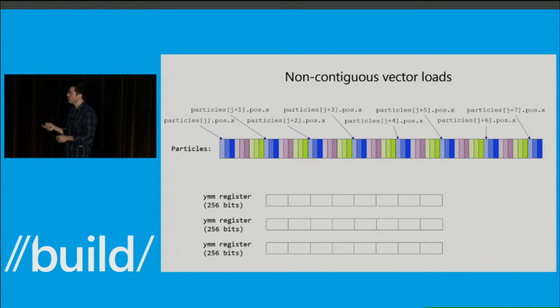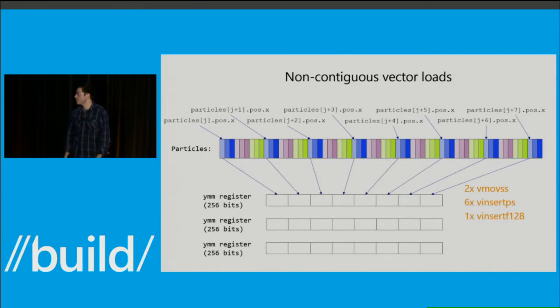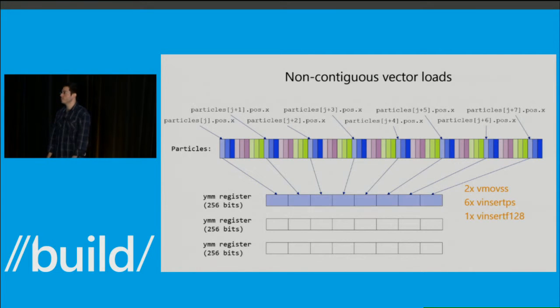So I've indicated here the X positions for 8 contiguous particles. So particles sub j dot position dot x, particles sub j plus 1 dot position dot x, and so on and so forth. And the idea is we've got to get each of those light blue boxes into each of the individual components of the YMM register. And the way we do that is with 9 instructions: 2 of these vmovss, 6 vinsertps, and 1 of these vinsertf128. It doesn't really matter what they do. The point is that there's 9 of them. And that's just for the X position.